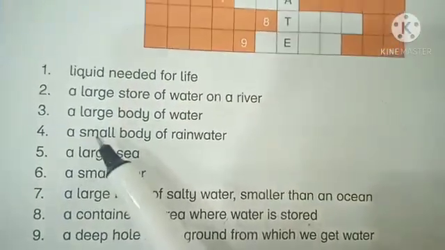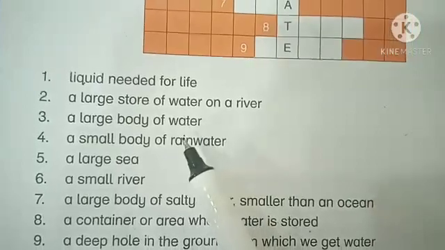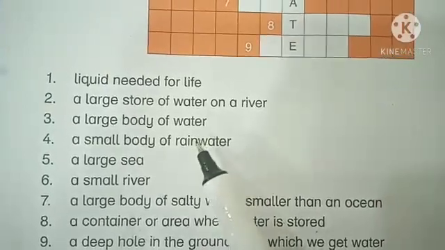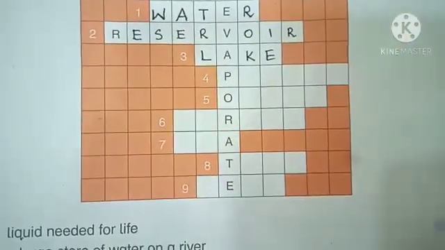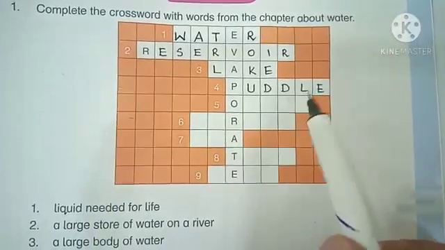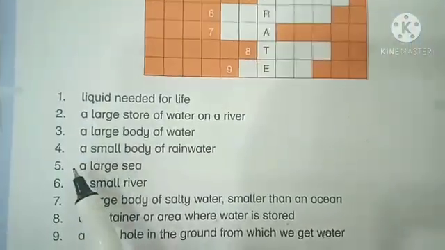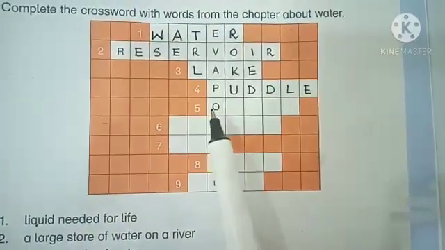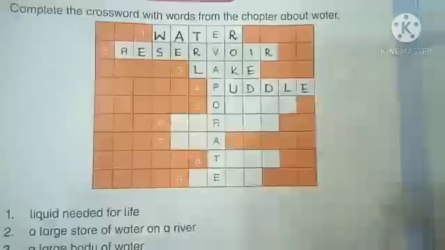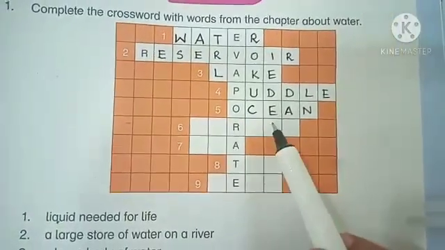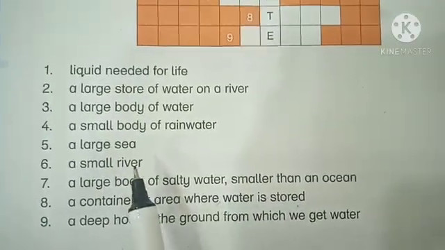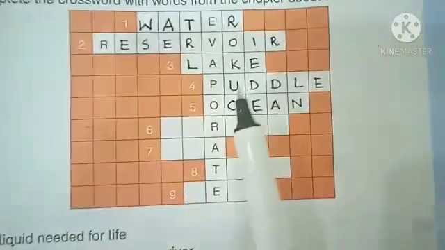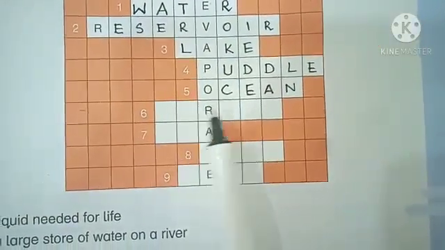Fourth one is a small body of rainwater. When the rainwater gathers on the land in a small area, we call it puddle. P-U-D-D-L-E, puddle. Fifth one is a large sea. Large sea is called, which starts with O, ocean. O-C-E-A-N, ocean. Sixth one is a small river. So what is a small river called? A small river is called stream.